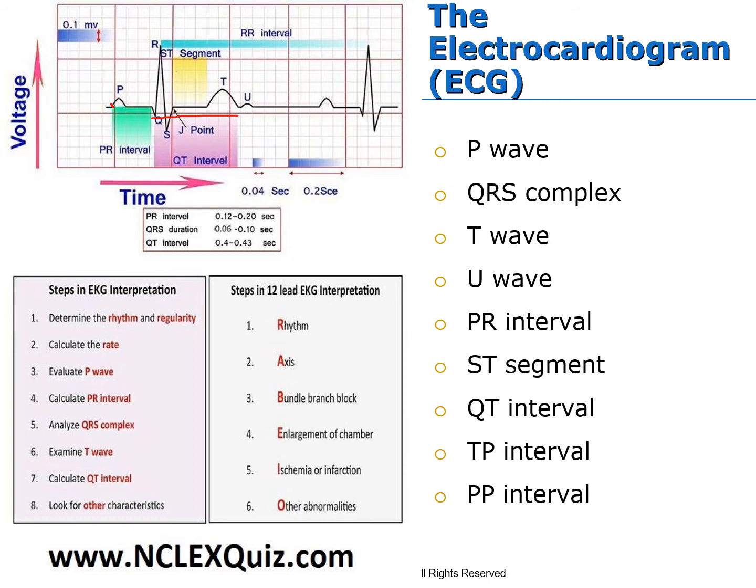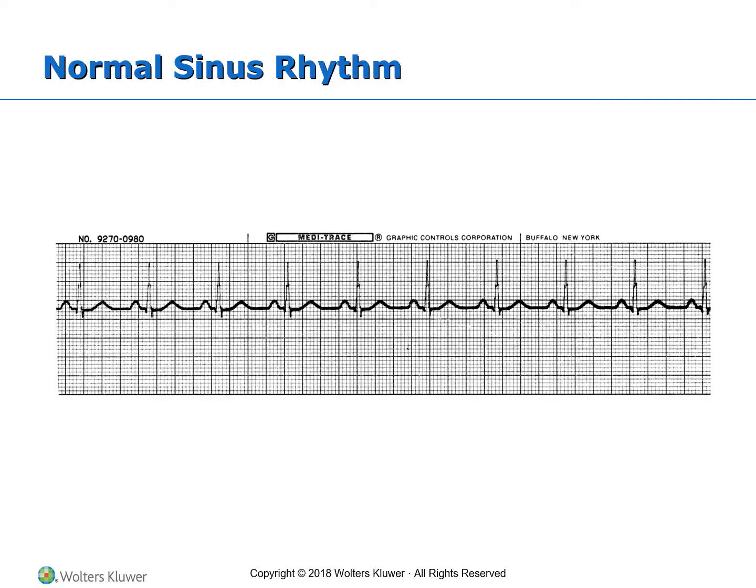Looking here on the slide, it tells you how to look at an EKG and interpret it, and then also tells you how long you should have for your PR interval, your QRS, and your Q to T. So you can tell if it's abnormal or not.